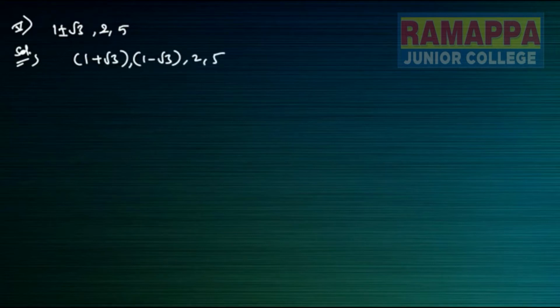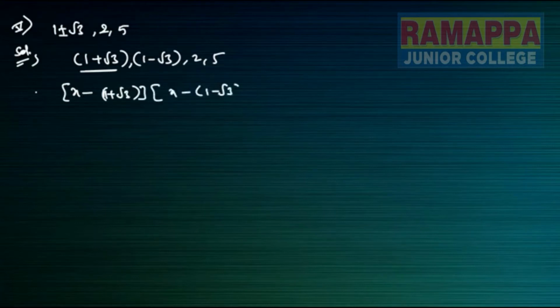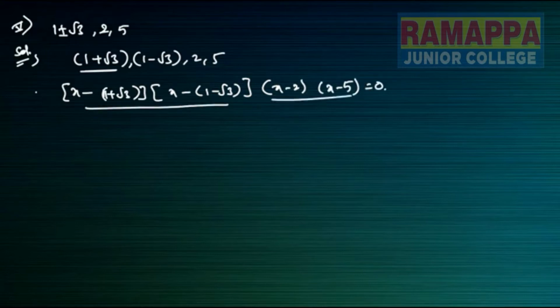So here is one thing we'll do. The solution here is (x - (1 + root 3)), and another one (x - (1 - root 3)), this is (x - 2), this is (x - 5), is equal to 0 here. Now first we will take these two, and after that we will multiply the other two. First, these two mean (x - 1 + root 3), sorry, minus root 3.